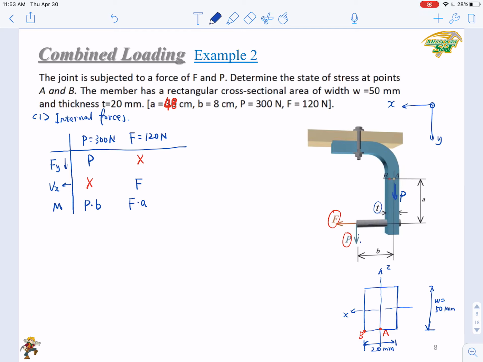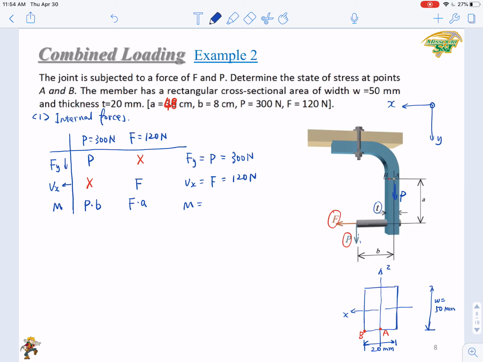Let's summarize the effects of different loadings to get the resultant effective internal forces. The Fy has only one component, that is P, right? You get 300 Newton. And the Vx has one component, that is F, 120. And the M has two components. Can you simply add them together? Before we do that, we need to confirm one thing.